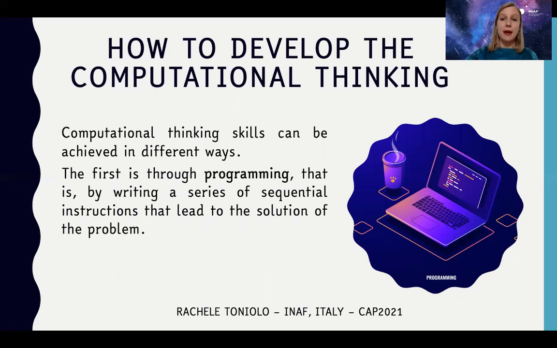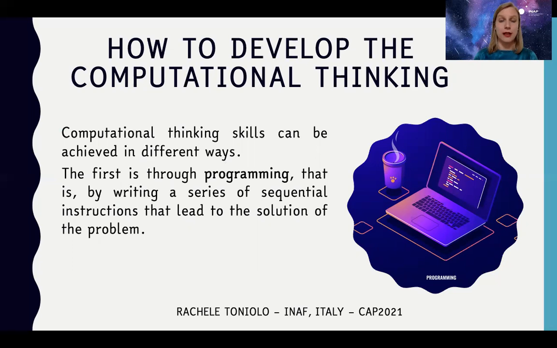Computational thinking skills can be achieved in different ways. The first is through programming, that is, by writing a series of sequential instructions that lead to the solution of the problem. Over the last years, various programs have been created to help children develop this competence, such as Scratch, a programming environment that uses a graphical and intuitive language. The software, developed within the Massachusetts Institute of Technology, is used a lot in Italian schools and INAF has designed many related coding laboratories.